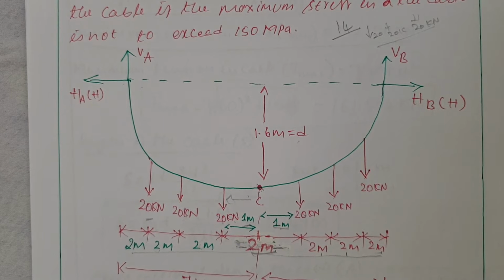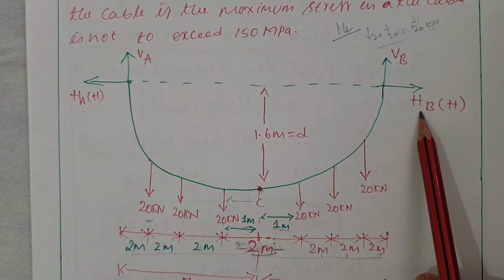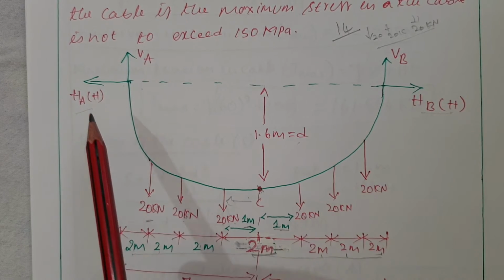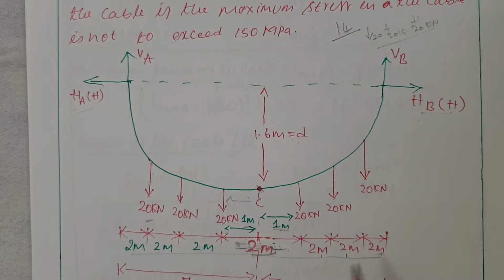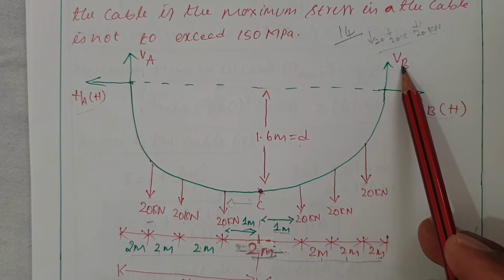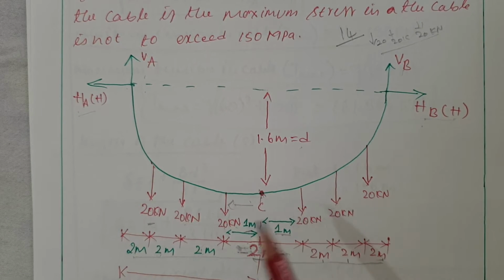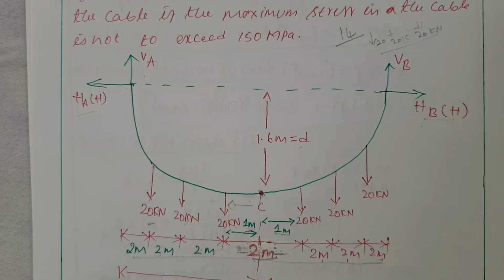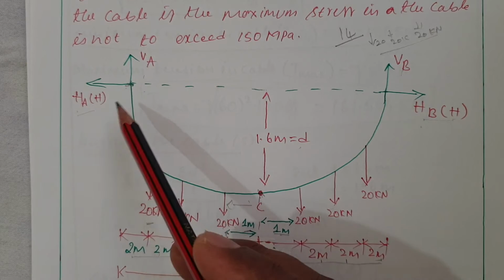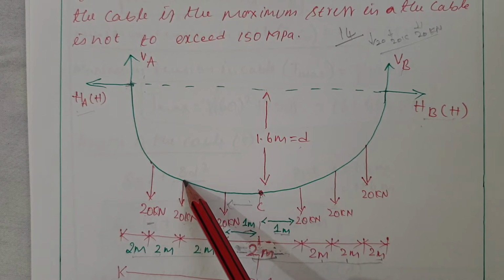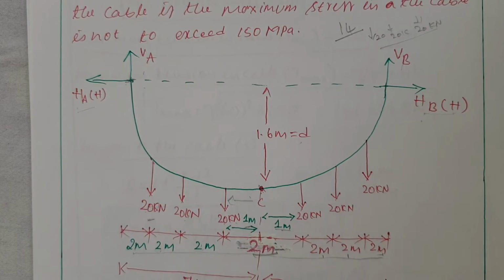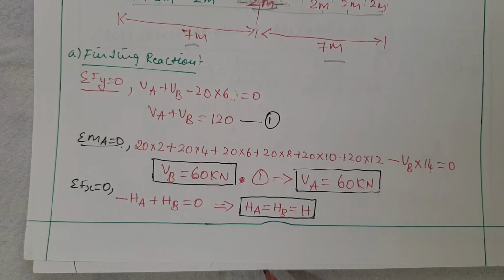Finding the reactions. We know for the reactions, horizontal force: minus HA plus HB will be equal to 0. Then HA will be equal to HB, that will be equal to H. And vertical forces, VA moving upwards positive, VB moving upwards positive. All the 6 loads which are acting downwards, that is minus 20 multiplied by 6 I can consider. And then moment at this point, for the first load we know it is 2 meters, 20 into 2, for the next we know it is 4 meters, 20 into 4. Similarly it will go on. So it will be as follows.